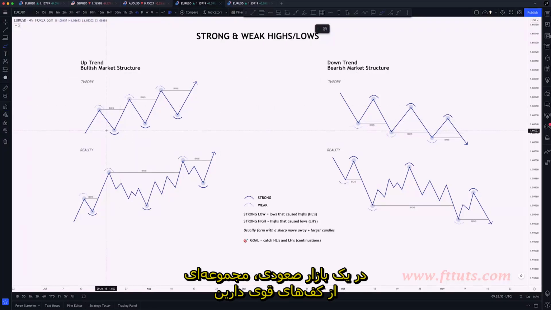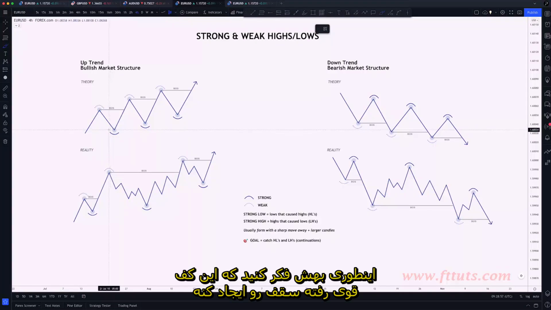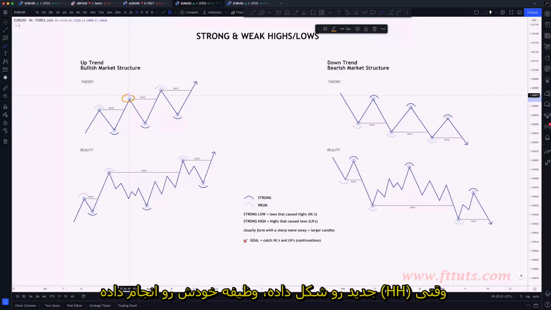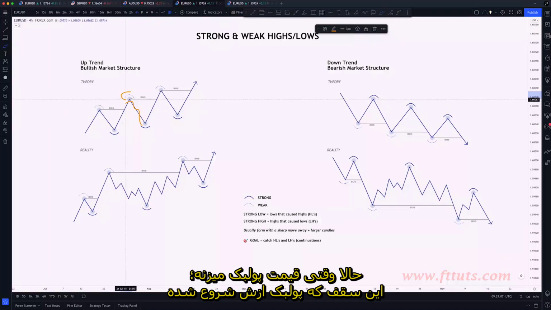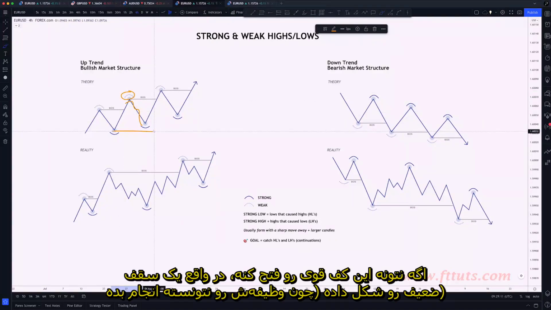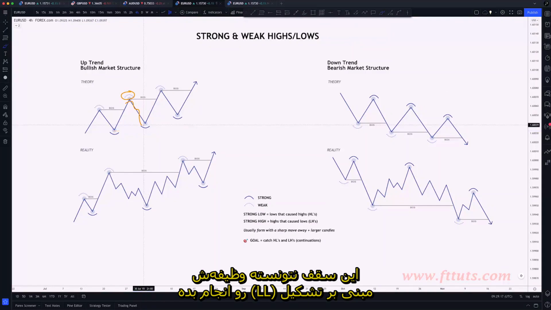Now, in a bullish market, that is where we have a series of strong lows. So the way to think about this is a strong low, this solid blue line, because it went on to form a high. It went on to form that higher high, so it did its job. Now, when price pulls back, this high where the pullback initiated from, if it doesn't take out that strong low, then that means it's a weak high, because it's failed to do its job. That high has failed to make a lower low.